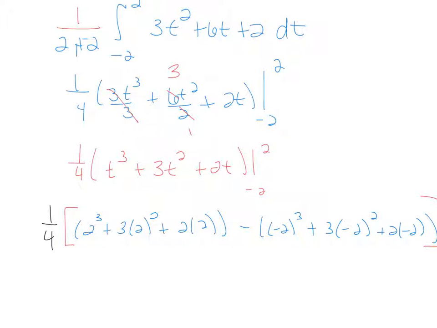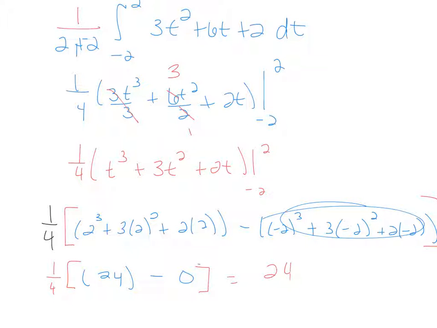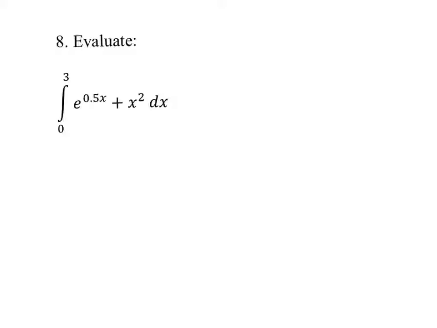Okay, so now after typing that into my calculator, I get 1/4 times this value is going to give me 24, and this is minus 0. This whole piece is 0. And now what I have is 24 times 1/4. That's 24 divided by 4. That gives me a value of 6. That's my average value.